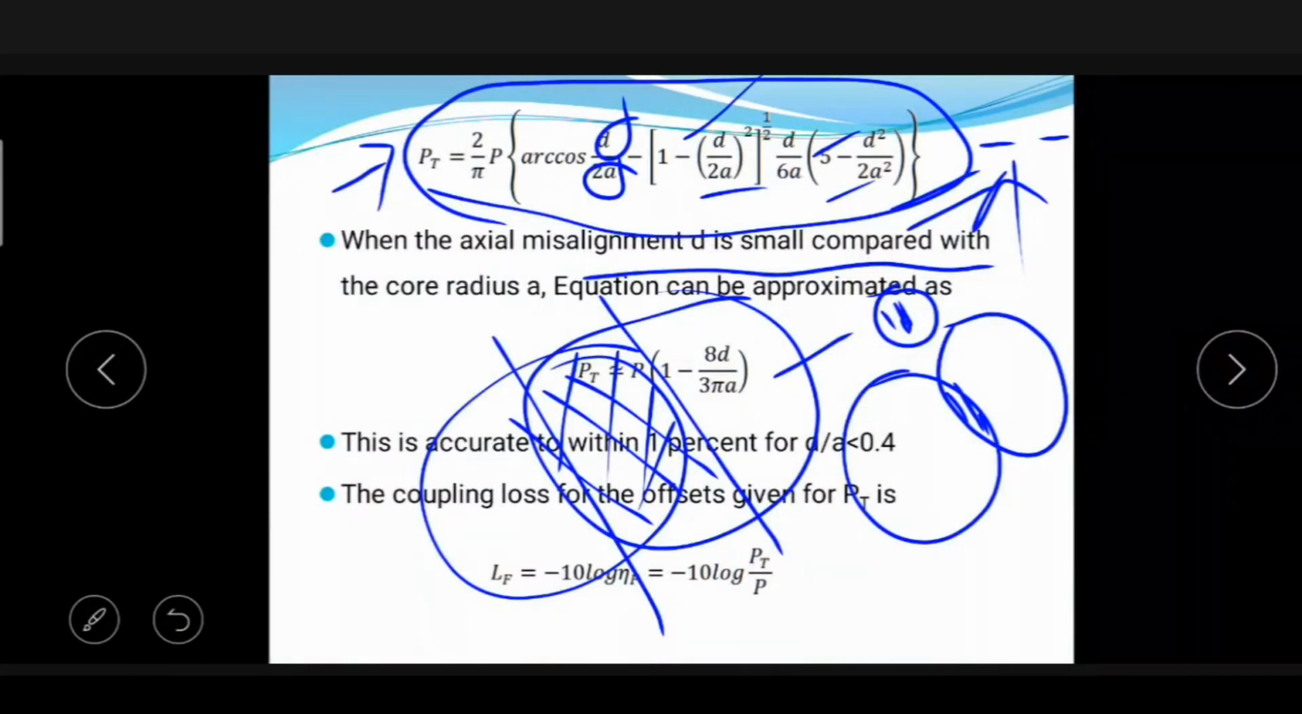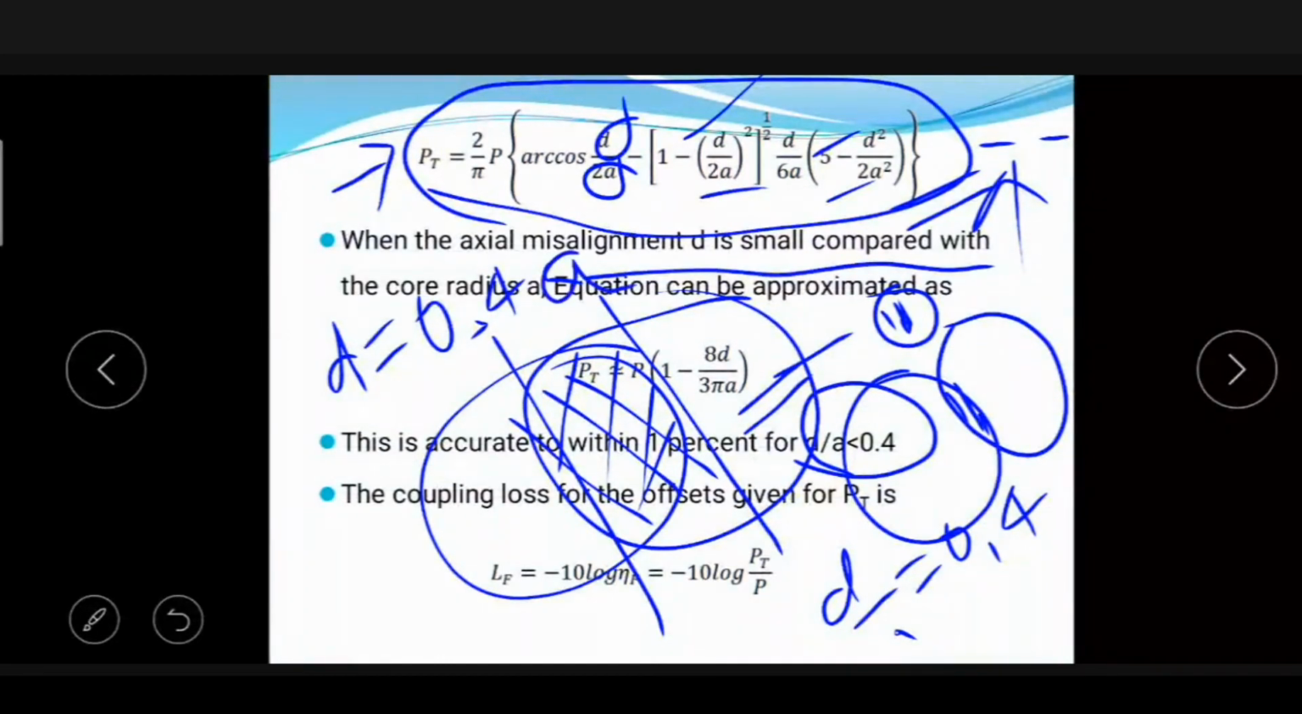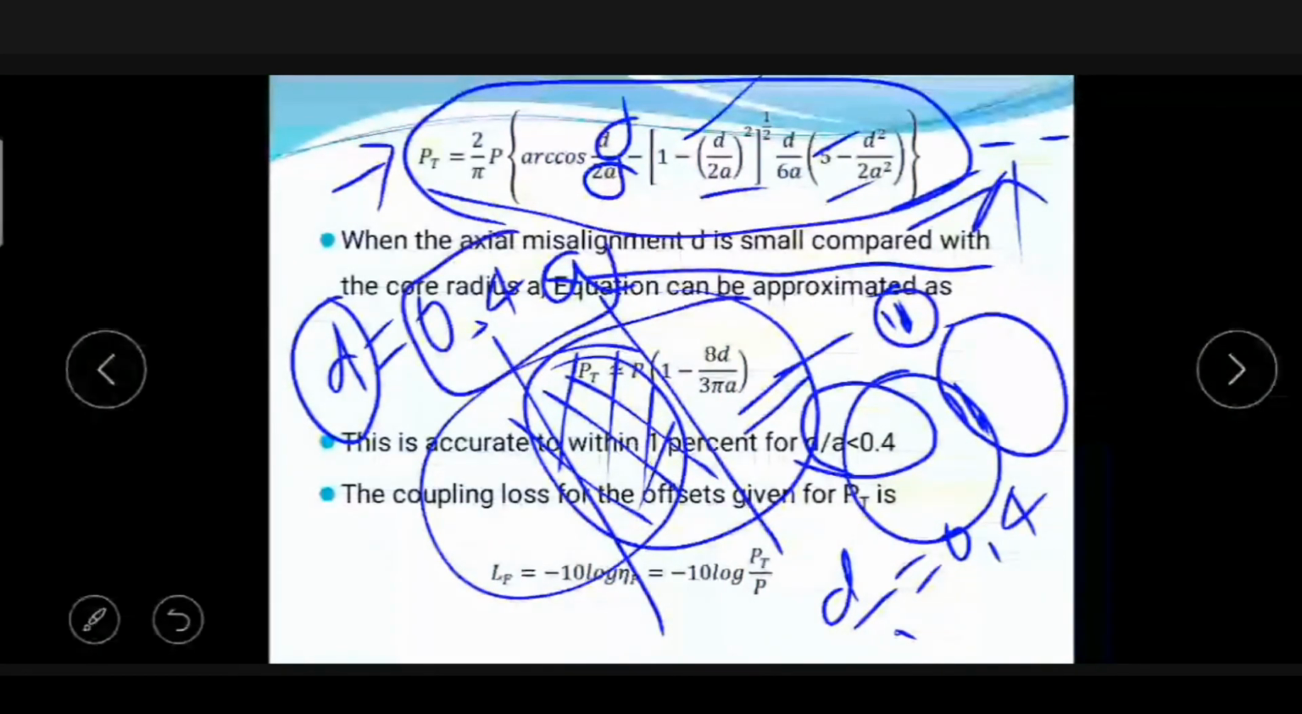So d by a is less than 0.4. This is accurate whenever d by a is less than 0.4, which means if d by a is 0.4, d is equal to 0.4 a. It means if d is equal to 0.4 times the fiber core radius, the distance of separation of the axes is 0.4 times the radius, then you can go with this PT. So it is small. For smaller values, or smaller misalignment, I can go with this expression. If it is more, I have to go with the other expression.